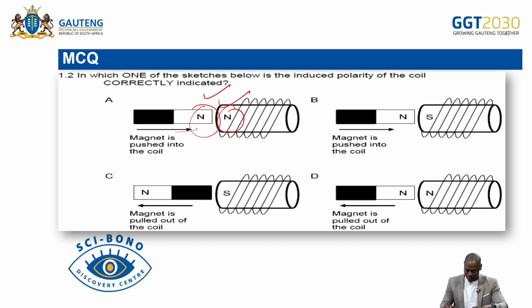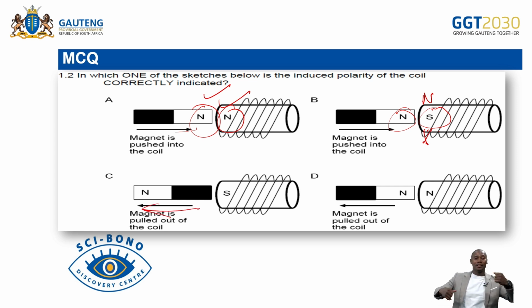Should be correct. But here, if it's pushed, remember, the direction of the current should oppose the change that produced it. Right? So if it's pushed with the north, this cannot just accept. So it's opposing that. So it means that here I must have what? North, not south. So this is out. Right? So here is pulled with north.